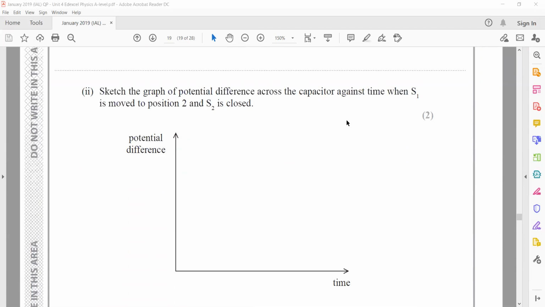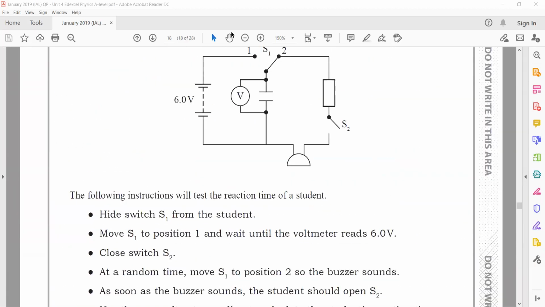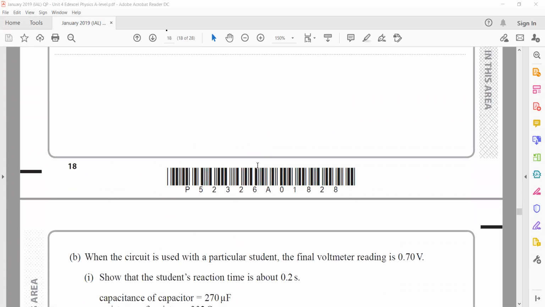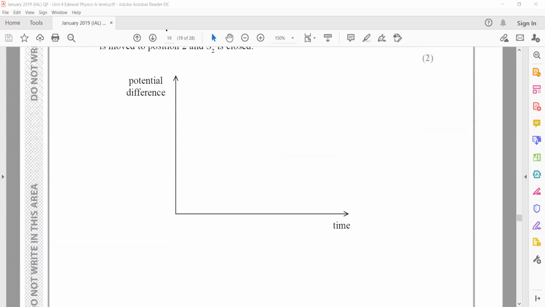Then sketch the graph of potential across the capacitor against the time when S1 is moved to position 2, and S2 is closed. So if S2 is closed and S1 is moved to position 2, the capacitor starts to discharge. So we have to sketch a graph for the discharging of the capacitor.